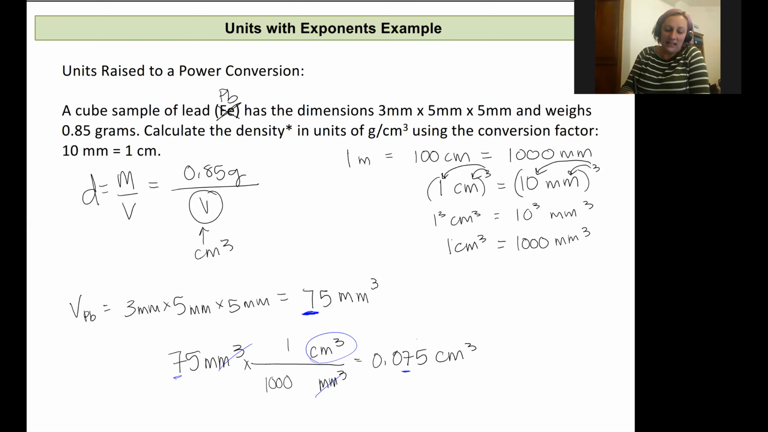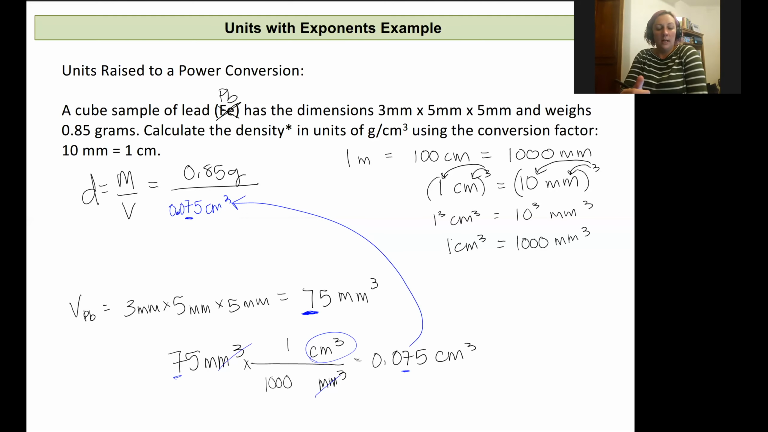And now I can take this value and plug it in up here into my density equation. So that's going to be 0.075 centimeters cubed. And I can plug in to my calculator and calculate density using this equation. And when I do that, I get a value that is 11.3333 grams per centimeters cubed.